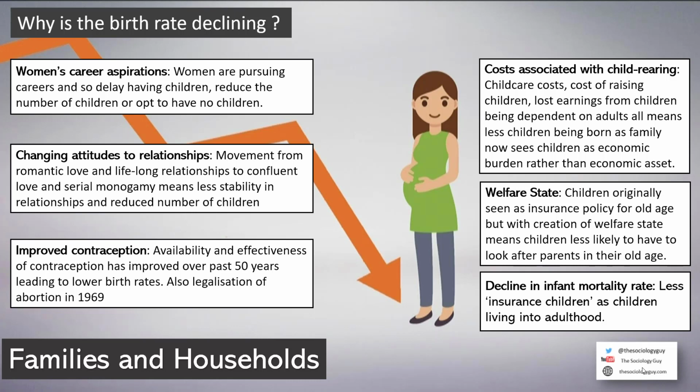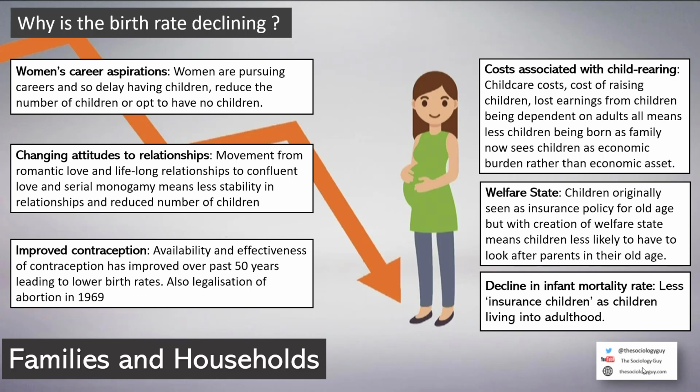Not necessarily in the item, we could argue that it's changing social attitudes there. Women's changing career aspirations, changing attitudes to relationships. We'd certainly see that as being changing attitudes in society. Movement from romantic love and lifelong relationships to confluent love and serial monogamy means less stability in relationships, and therefore we have fewer children. Improved contraception, we could talk about that as being a change in social attitudes. The availability and effectiveness of contraception has improved over the past 50 years, and we've linked in a bit of legislation here, the legalisation of abortion in 1969.